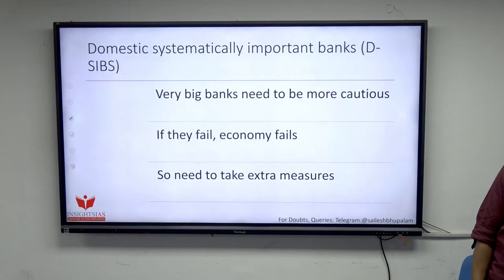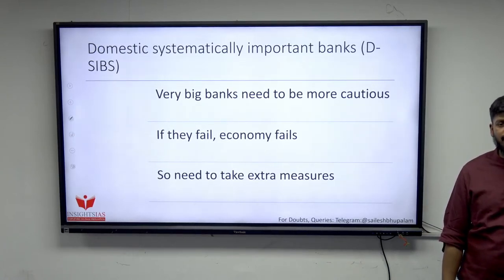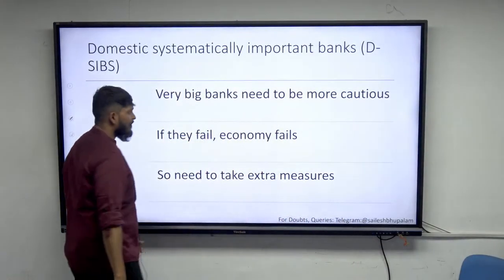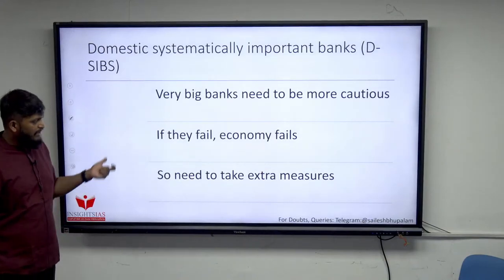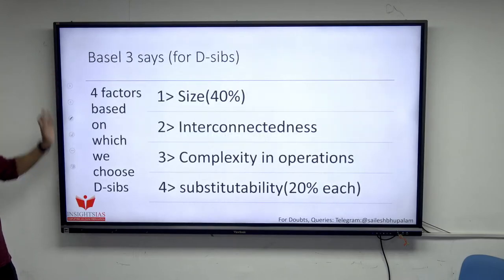Domestic means within the country. Whatever is such a large bank that if it fails, it will lead to collapse of the entire economy, that is called a domestic systematically important bank. They are very big banks and we have to be more cautious with regard to these banks. If they fail, the entire economy will fail. So we need to take extra measures with regard to these banks.